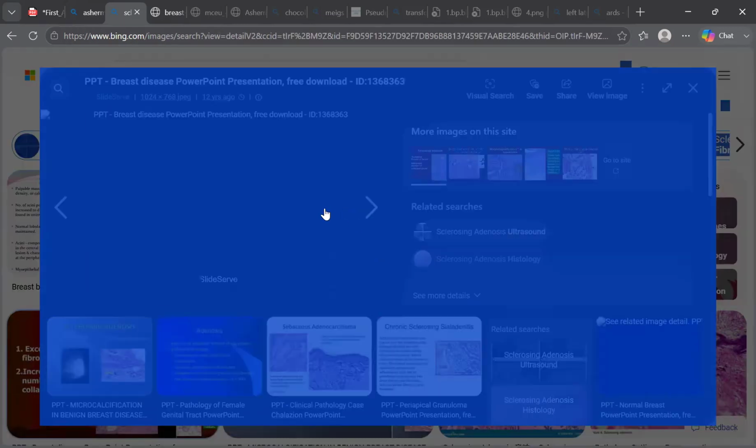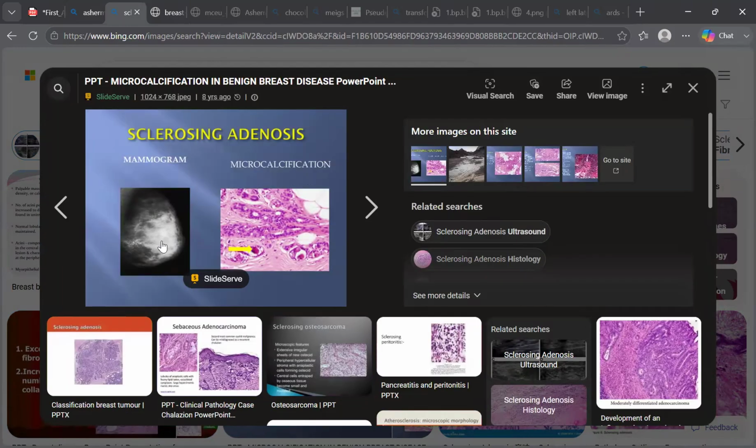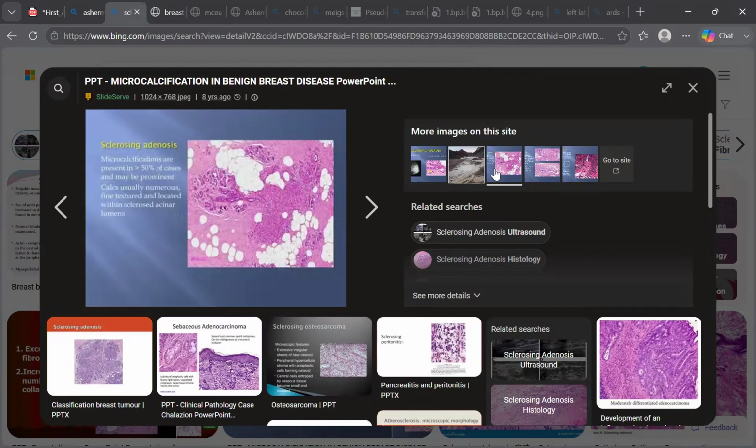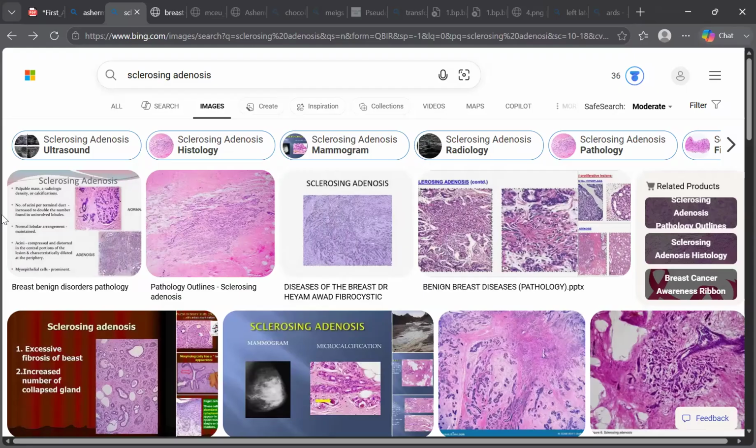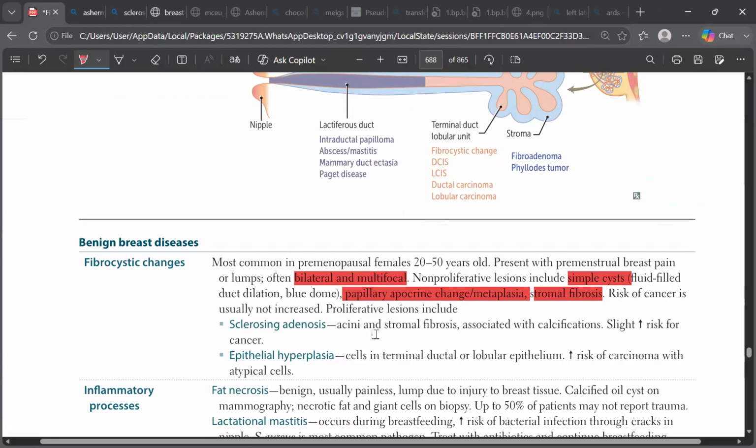Another picture would show it as this is a mammogram. There is calcification shown on the mammogram, and there's microcalcification right here in this one. Microcalcifications are present in less than 50% or greater than 50% of the cases and may be prominent, and they're usually numerous, fine texture delegated within the sclerosed acinar. There's an increase in number of acini per duct, and there are going to be calcifications in sclerosing adenosis. And this says it has acini and stromal fibrosis associated with calcification and slightly increases for cancer.